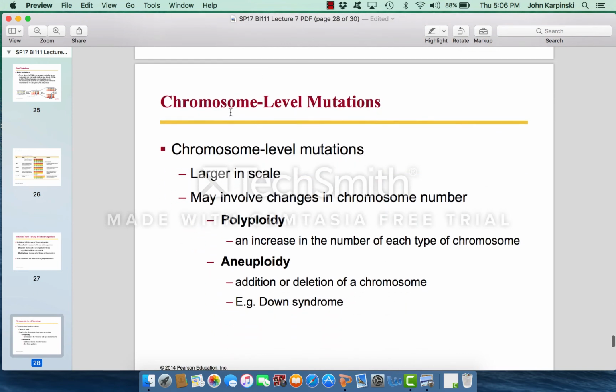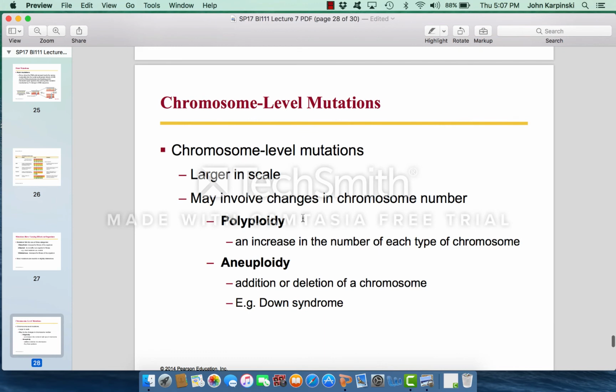So a lot of mutations, though, can occur at the chromosomal level. So we're talking about long stretches of DNA, because remember, a chromosome is a large fragment of DNA that contains many, many genes. So a chromosome is a kind of macromolecule that contains many genes lined up. So these chromosome-level mutations are large in scale, and generally they fall into two different classes. We have polyploidy, and then we have aneuploidy.